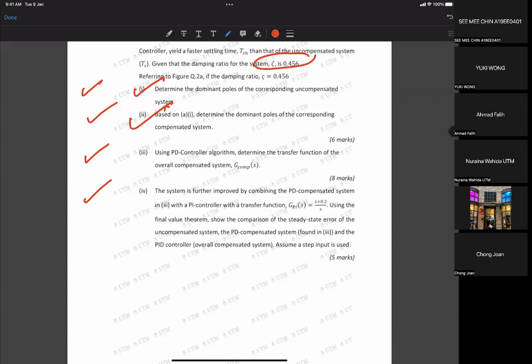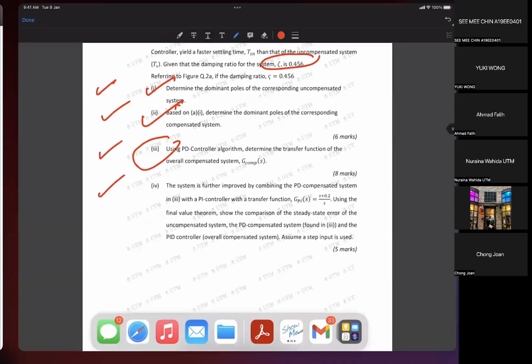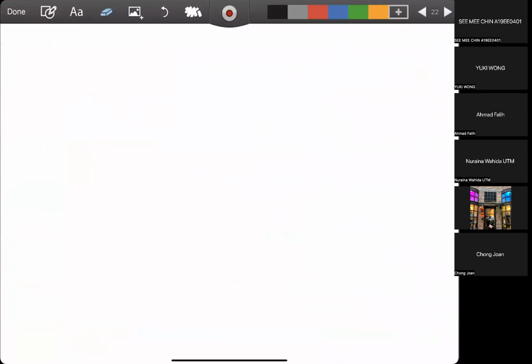Okay, so using a PID controller design, determine the transfer function of the overall system. Okay, so we design the PID. So how are we going to design the PID? Chong Juan? Yes, Doctor. PID mah. PID is PD plus PI.